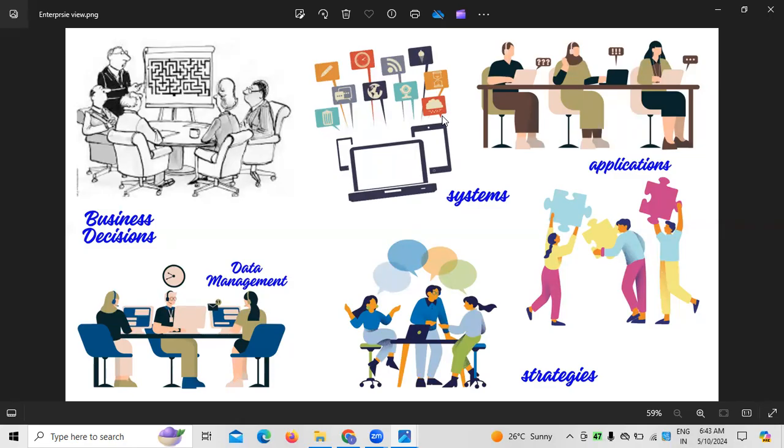One is enterprise architecture, and the second is solution architecture. If you want to develop an enterprise architecture, you need to consider the business architecture, the systems architecture, the application architecture, and the data architecture. By combining the four, enterprise architecture will be developed by an enterprise architect team, right?